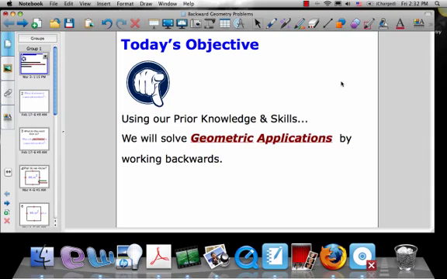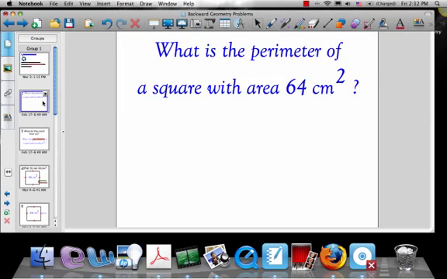Now this is going to be my first of the installments here because I feel that this is the key to student development in the topic of geometry. Now I got two example problems we're going to work through today. Here is the first. What is the perimeter of a square with area 64 centimeters squared?